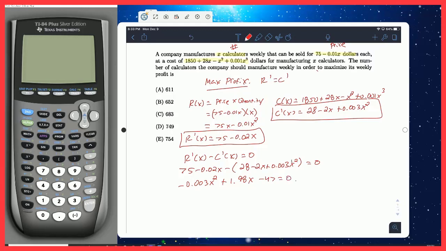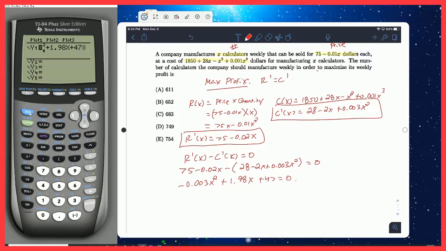And then in order to solve this, I'm going to use the calculator for help. So let's punch this into y equals. So it'd be negative 0.003x squared plus 1.98x minus 47. You know what? That minus 47 should be a plus 47, right? Because 75 and then minus 28, that should be a plus 47. I don't even think I used the parenthesis here. So that should be a plus right there. Check the 1.98 as well. That'd be positive, negative. Yeah, that looks good.